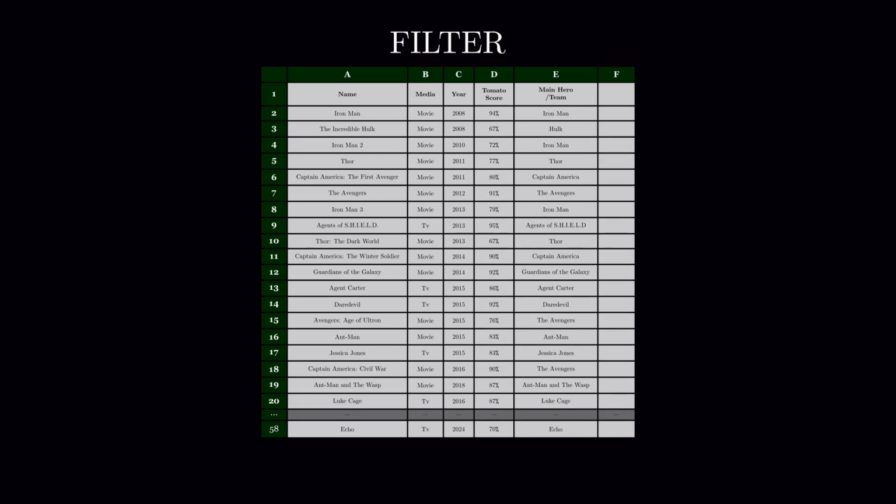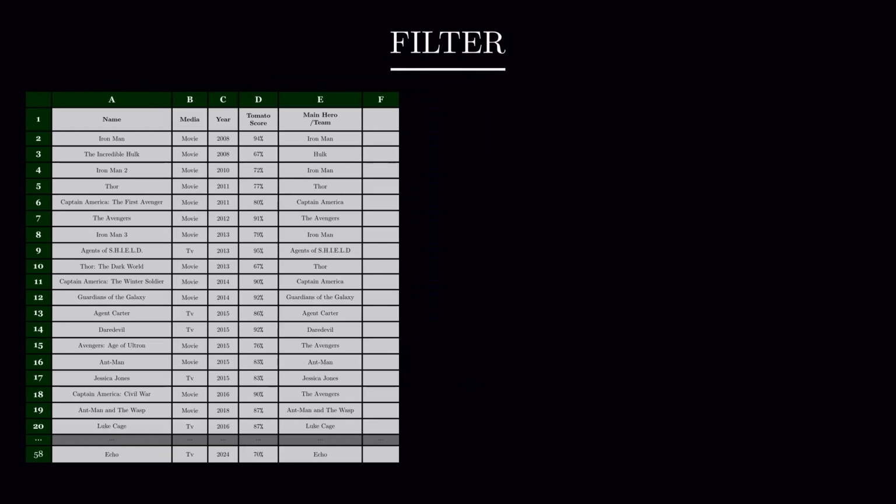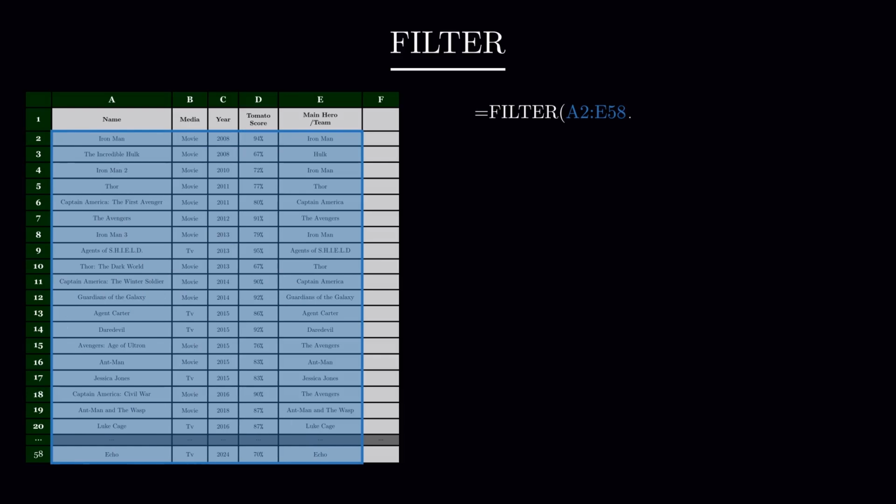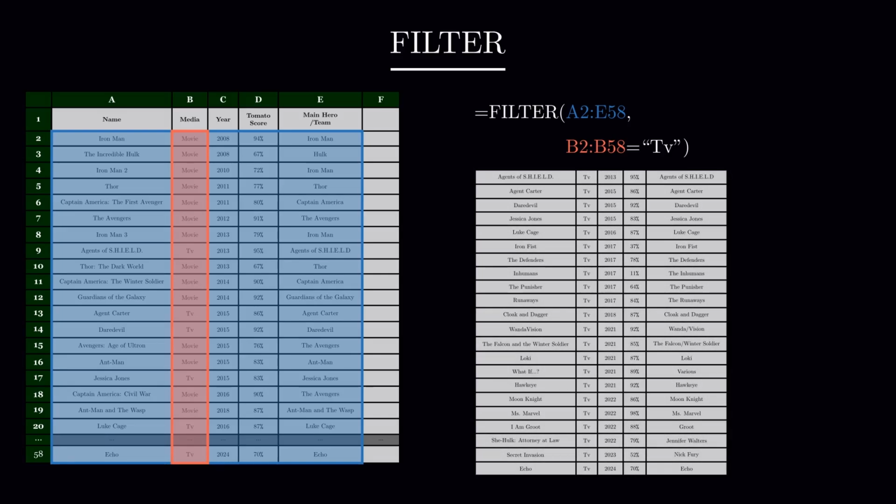We have their name, whether it's a movie or a TV show, the year it was released, their Rotten Tomatoes rating score, and the main hero or main team that appears in that piece of media. If we wanted all the details for all the TV shows, we would simply type =FILTER, select the whole dataset, and then as our second argument, pass through this second column equals TV. This gives us exactly what we're looking for, allowing us to create a report or further calculations based on just those TV pieces of media.